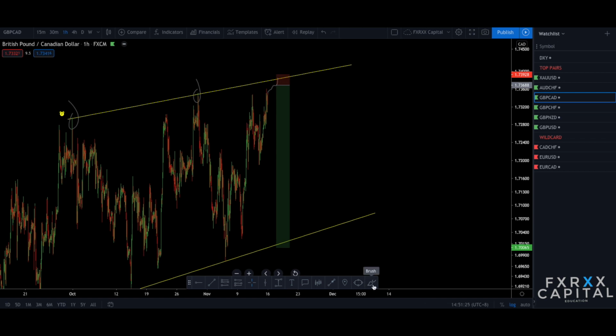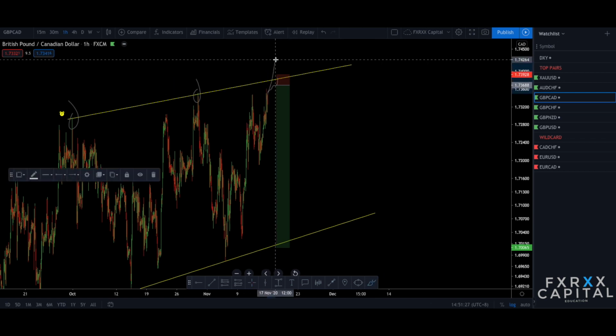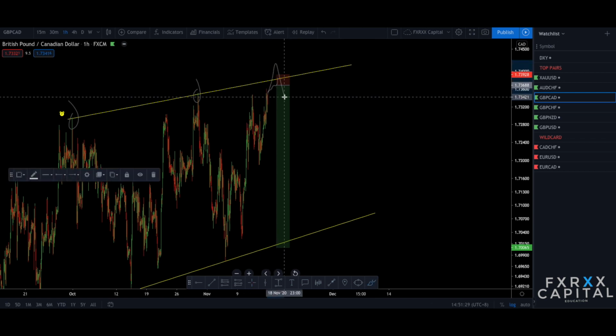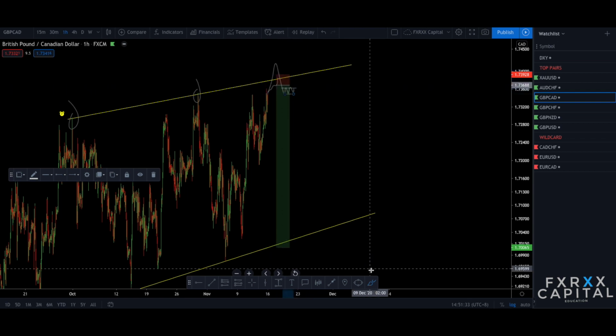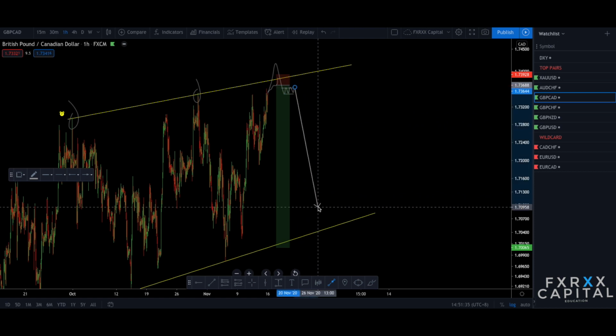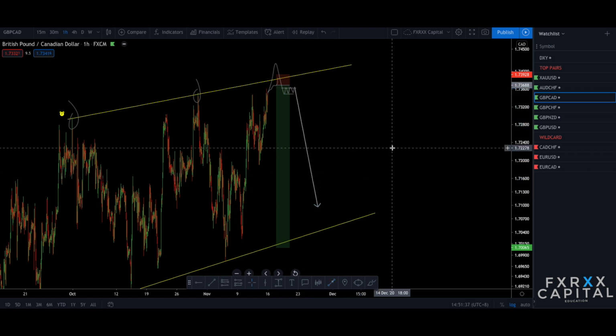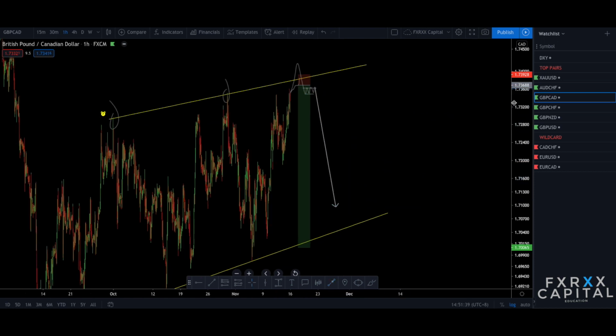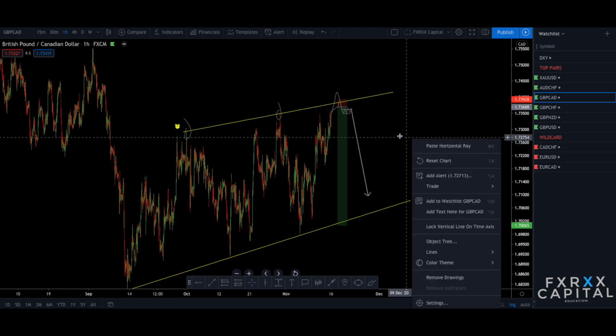If price breaks structure, I will wait. If price moves again to the downside, take the reduced risk entry and sell to the downside. Okay guys, that's all for the forecast for this pair.